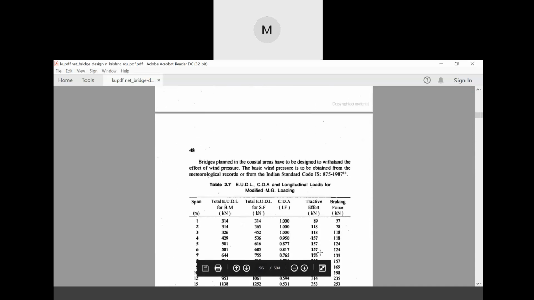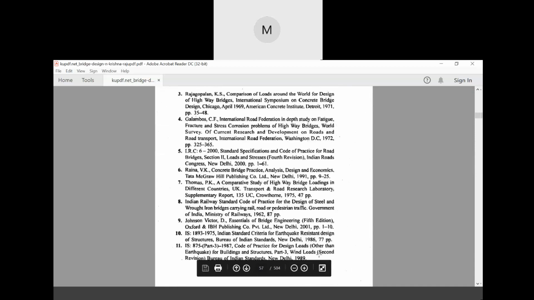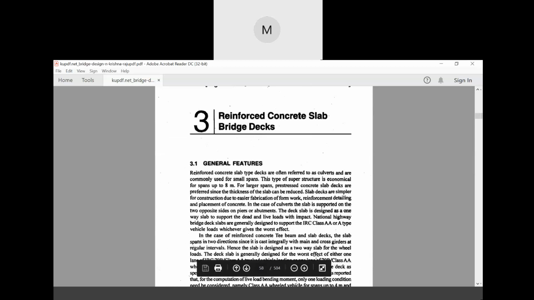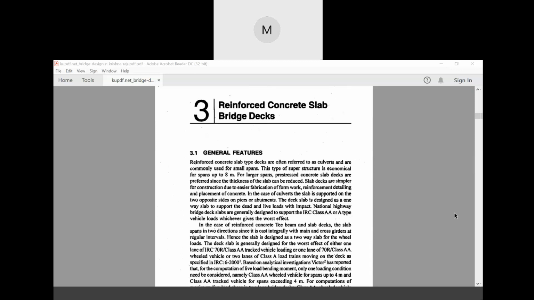Now, I guess you can see my screen. First of all, let us start with reinforced concrete slab bridge decks. These are often referred to as culverts, which are used for small spans.